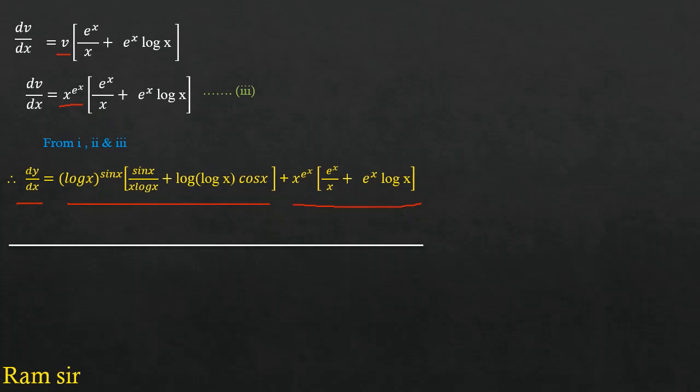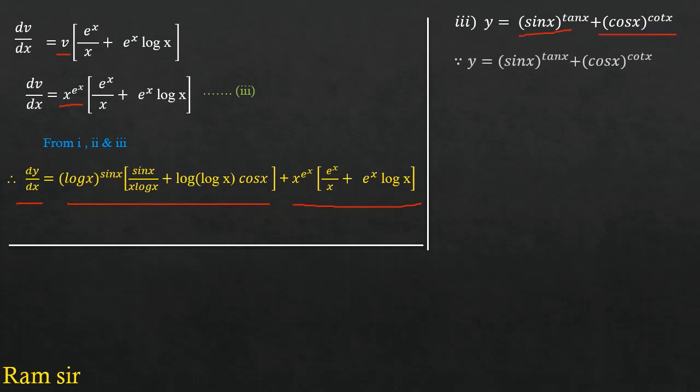Let's continue with one more question so that your concept will be clear, which is y is equal to sin x raised to tan x plus cos x raised to cot x. Again, variable raised to variable. So now what do we do? First we copy the equation and assume the first term as u and the second term as v. In the next step we'll write down therefore y is equal to u plus v.